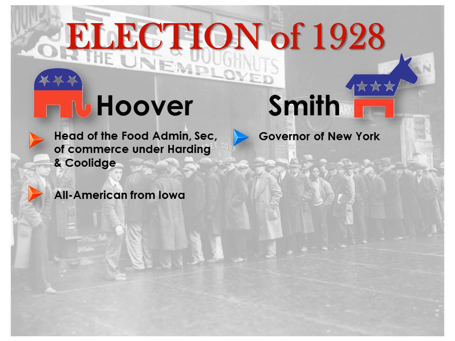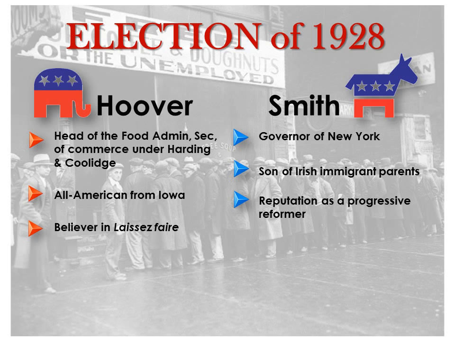Now, Hoover is an all-American from Iowa. Herbert Hoover represents that sort of can-do attitude of the Midwest. He's who America is identifying with right now, with that can-do capitalist laissez-faire attitude. Smith is the son of Irish immigrant parents, and, oh my goodness, he's got more going for him. Herbert Hoover believes in laissez-faire. Smith is a progressive reformer who is skeptical of the free market.